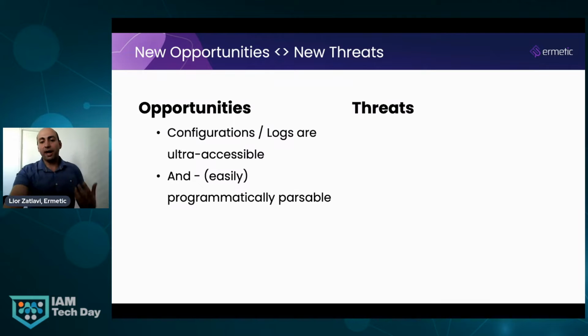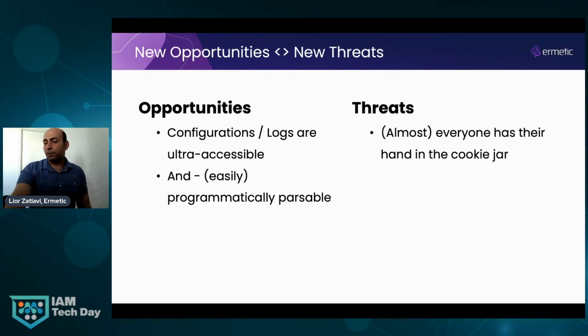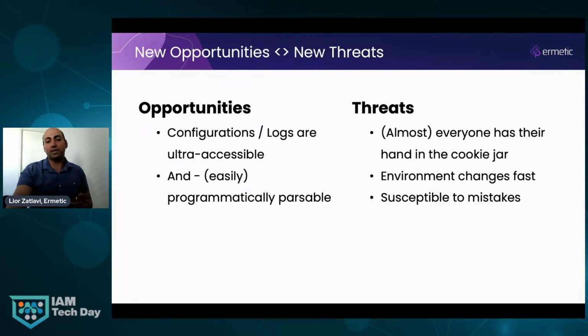Now, when it comes to threats, almost everyone, as we mentioned before, has their hands in the cookie jar, right? This really complicates things and makes things very, very hard to manage, both technically and politically in the organization. Environments also change very, very fast because cloud supports a lot of things and business functions know what it is that they can do. They demand these kinds of services. And of course, business usually wins, right?